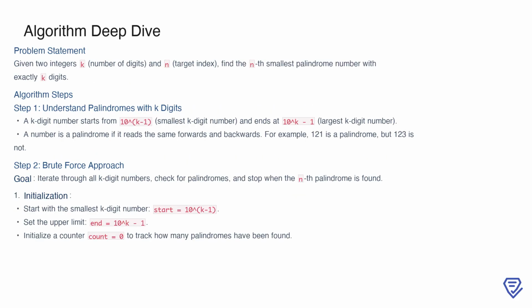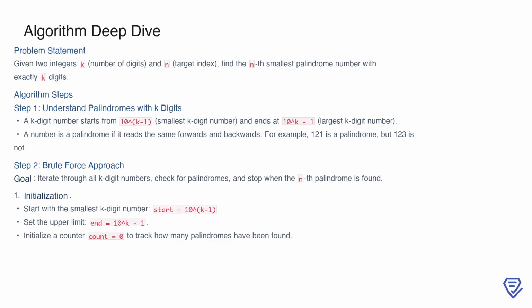To tackle this problem, we need to find the nth smallest palindrome number that has exactly k digits. To start, let's understand how palindromes work and how we can navigate the range of k-digit numbers. Any number with exactly k digits starts at 10 raised to the power of k-1, which gives us the smallest k-digit number. For example, with k equal to 3, the range starts at 100. Similarly, the largest k-digit number is 10^k - 1, in this case, 999 for k equals 3. A palindrome is a number that reads the same forwards and backwards, such as 121 or 131.